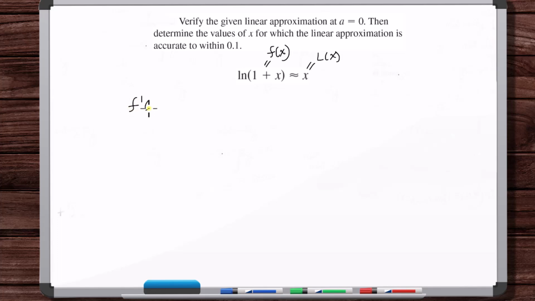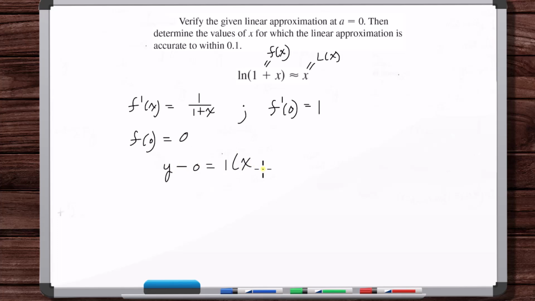So what is f prime of x? That's 1 over 1 plus x. Okay, so what is f prime of 0? That's 1. Okay, what is f of 0? Natural log of 1, that's 0. So the point is 0, 0. The slope is 1. So y minus y1 is equal to m times x minus x1. y is equal to x. Okay? That's L of x.